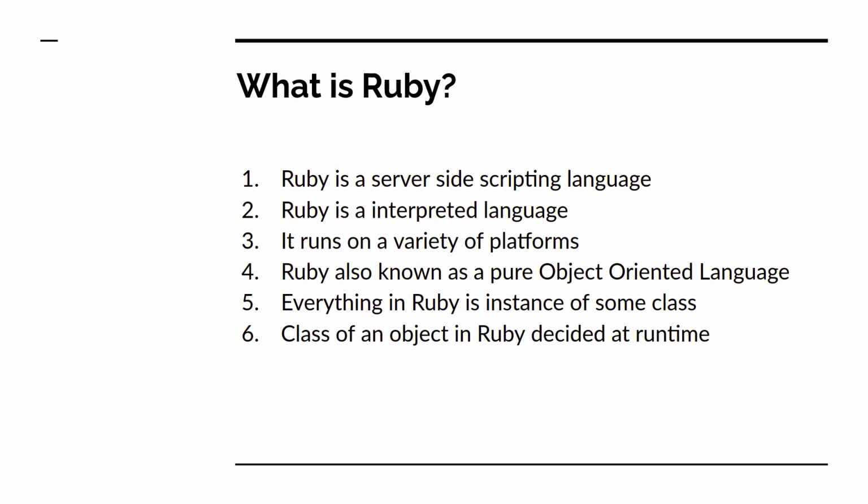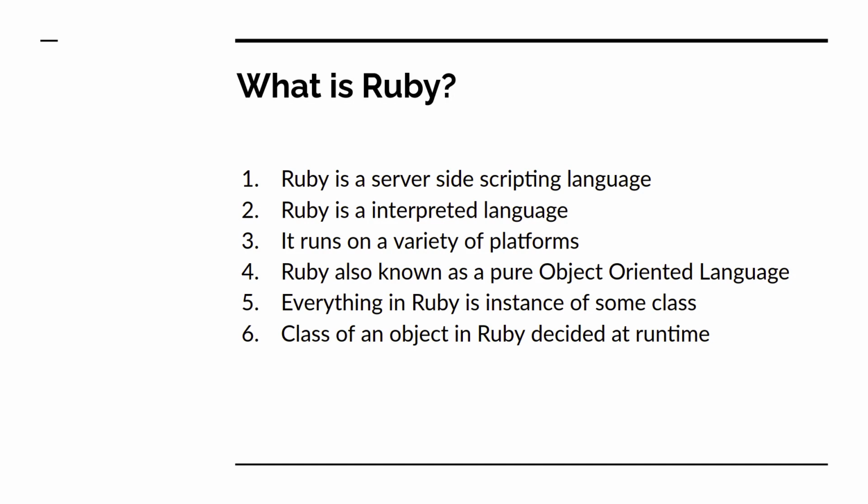So, what is Ruby? We can understand by these 6 points what Ruby is. So, first of all, Ruby is a server side scripting language. Second, Ruby is an interpreted language. Third, it runs on a variety of platforms. Fourth, Ruby is also known as a pure object oriented language. Fifth, everything in Ruby is an instance of some class. And sixth, the class of an object in Ruby is decided at runtime. Now, let's try to understand each of these 6 points one by one.